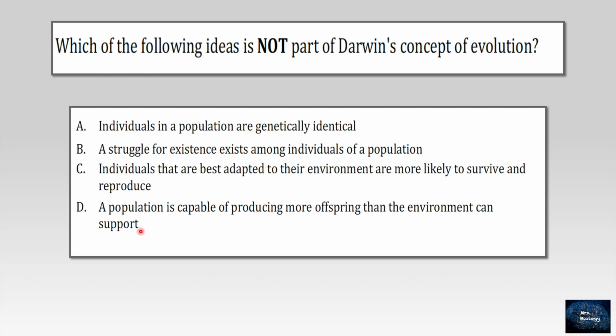D. A population is capable of producing more offspring than the environment can support. 100% right. And we should remember the carrying capacity. So this is also supporting the idea of evolution. So let's go back and choose choice A, which is the right answer.